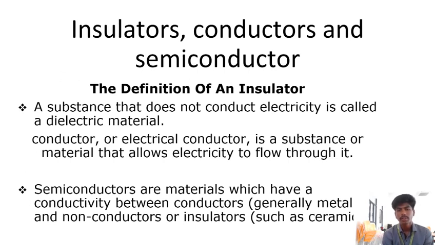Insulators, conductors, and semiconductors. The definition of an insulator: a substance that does not conduct electricity is called a dielectric material. A conductor, or electrical conductor, is a substance or material that allows electricity to flow through it. Semiconductors are materials which have a conductivity between conductors and insulators. Generally, nonmetals such as ceramics are insulators.